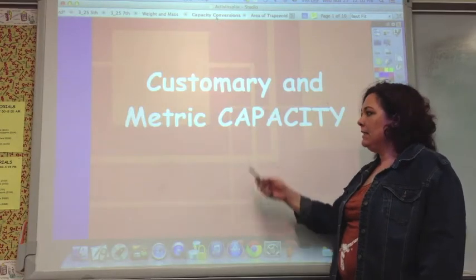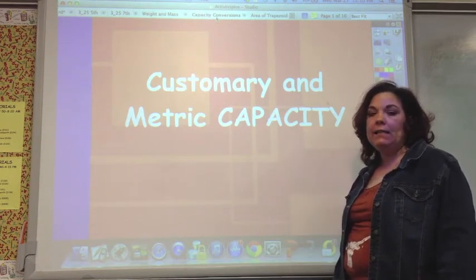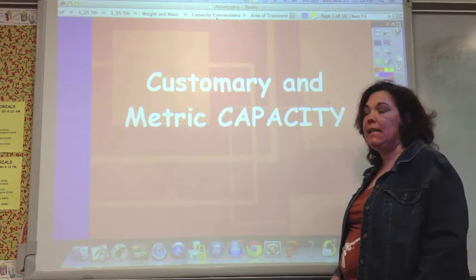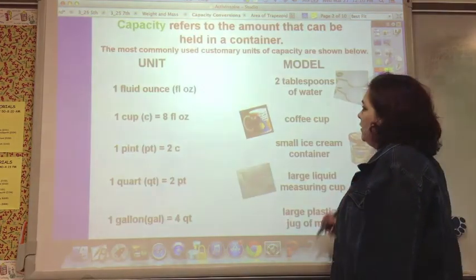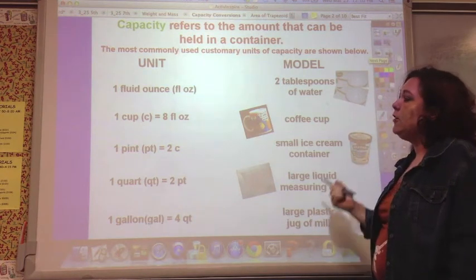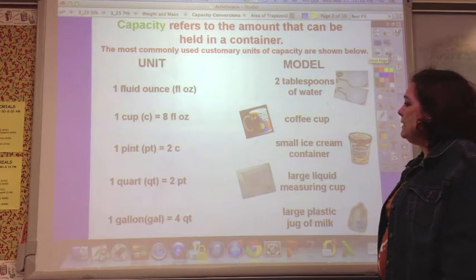This video has to do with customary and metric capacity. Capacity is the amount of liquid that it takes to fill up a space or a container. So it refers to the amount that can be held in a container. So the most commonly used customary units of capacity are shown below.